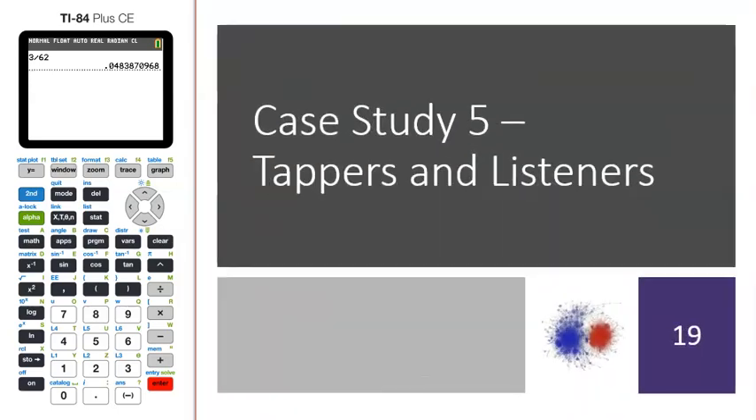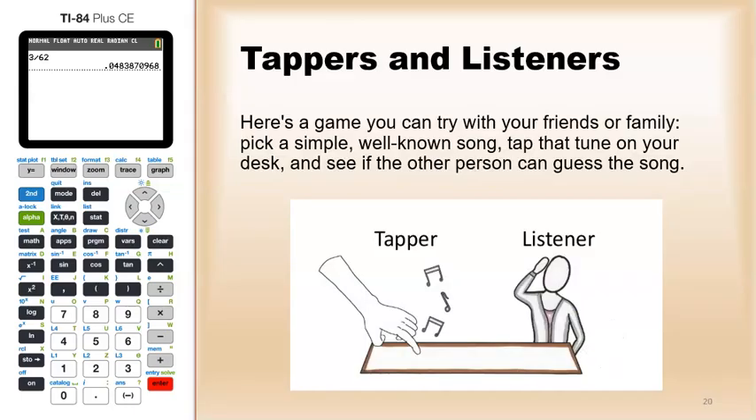All right, so the last case study we'll look at is called Tappers and Listeners. So here's a game you can try with your friends or family. Pick a simple, well-known song, tap that tune on the desk, and see if the other person can guess the song. Loads and loads of fun.